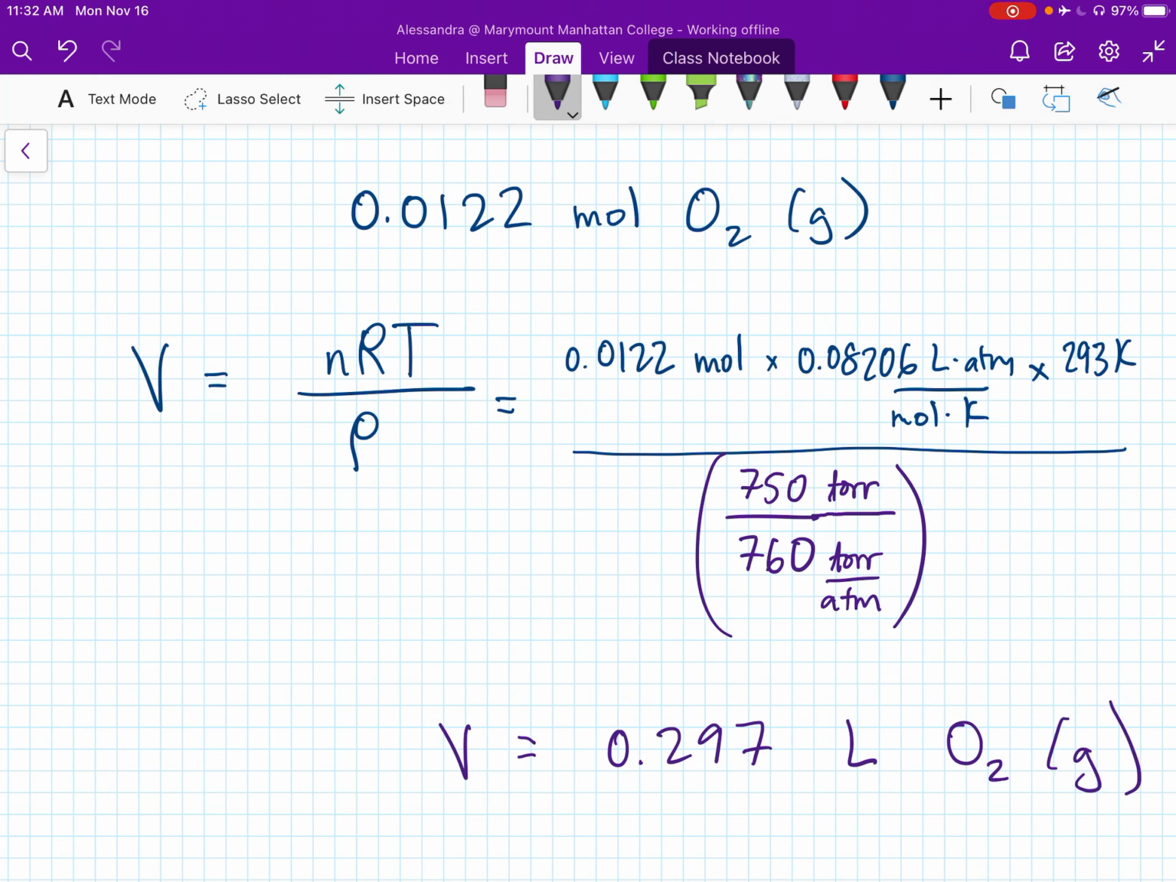So now I suggest you go back through and make sure that you understand and can do all of these problems pertaining to the ideal gas law.